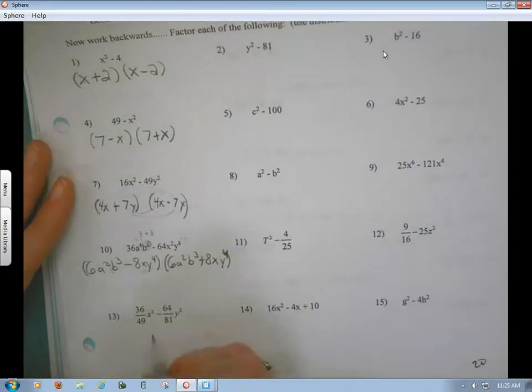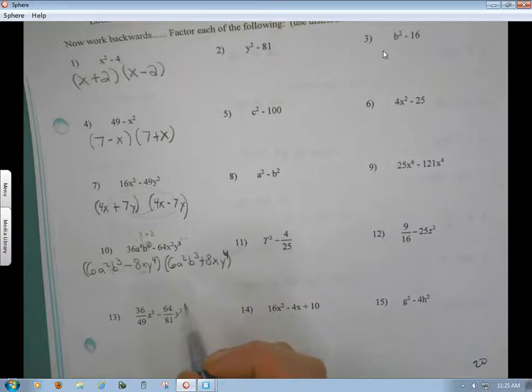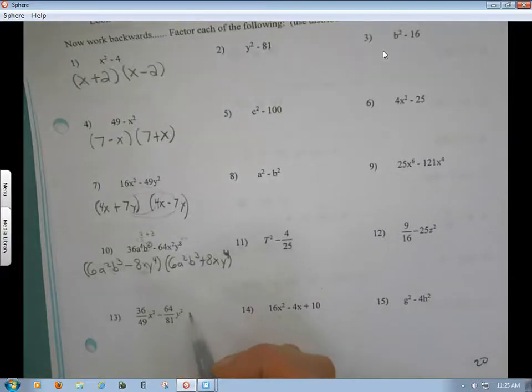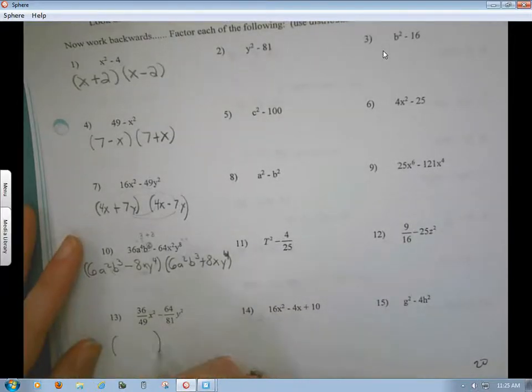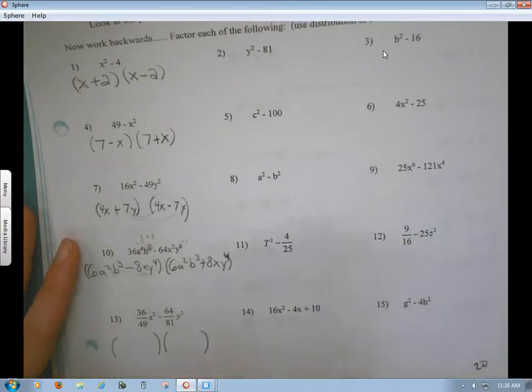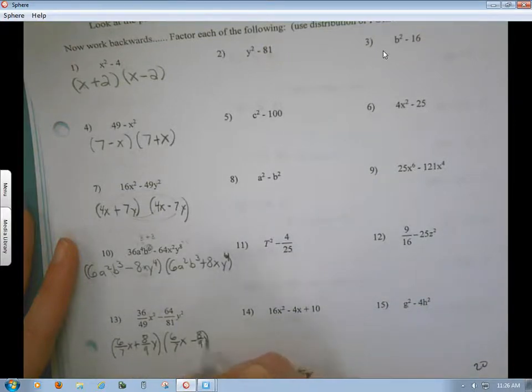Next one. Don't get all nervous. Perfect square, perfect square, perfect square. Difference. Perfect square, perfect square, perfect square. Okay, so we're just going to do the same thing that we've been doing. So, get your parentheses set up. So that would be 6/7 x, 6/7 x, one of each sign, 8/9 y, 8/9 y.